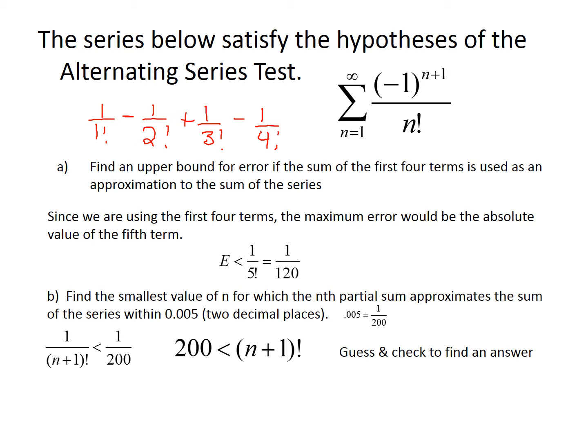So just guessing and checking, if I guess n is 4, 5 factorial is not greater than 200. So if I try 6 factorial, I think that is 720. So with 6 factorial, I'm greater than 200, so I'm golden. So I need 5 terms.